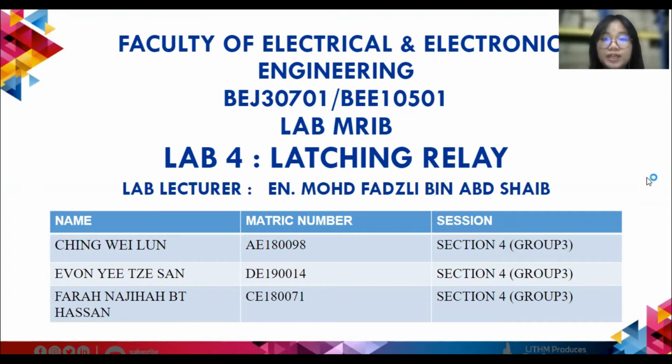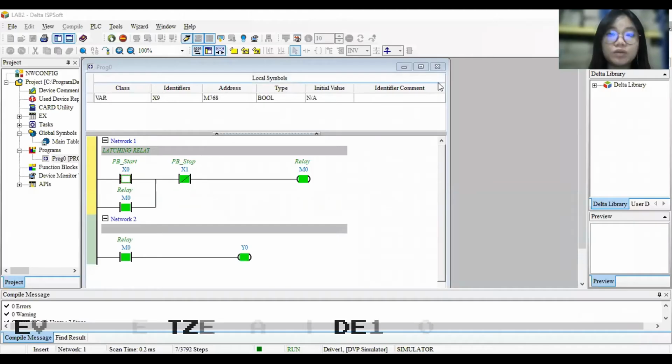DE190014. Today, our group is going to present Lab 4 Latching Relay. Now, I will explain program 5.1. This is the program that we are required to build.